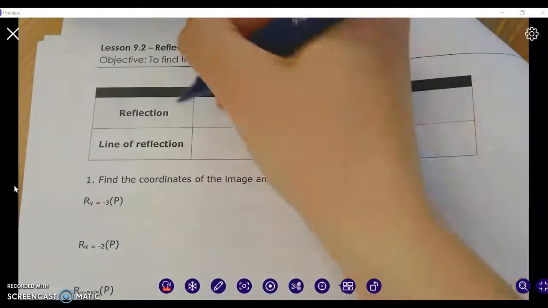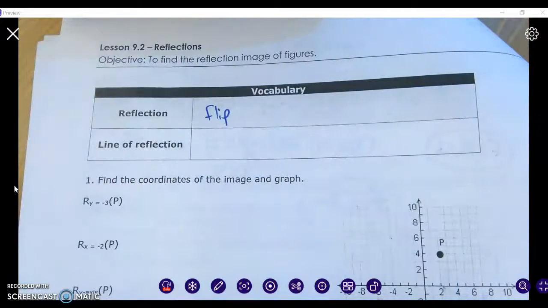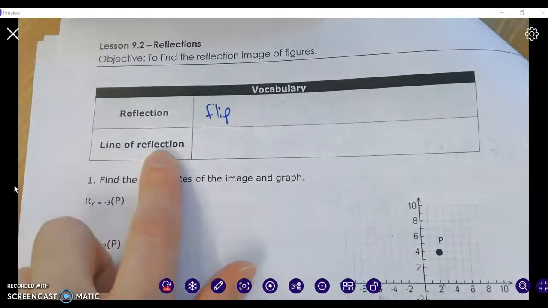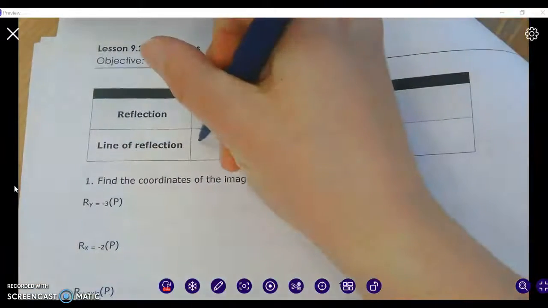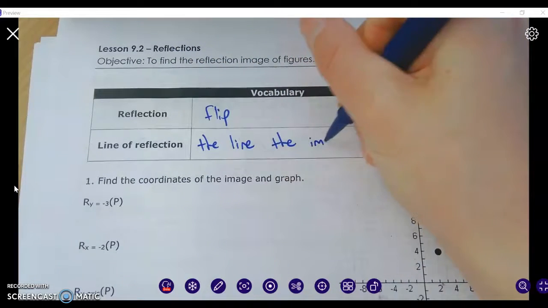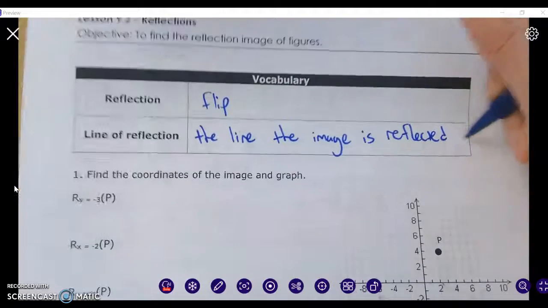So a reflection, in the easiest term, is a flip. You are flipping something over a line, right? When you take a selfie on your phone, your image is flipped, but it looks identical, except for the fact that it's flipped. So when we perform a reflection, what we have is a line that we flip that image over. So the line, the image is reflected over.